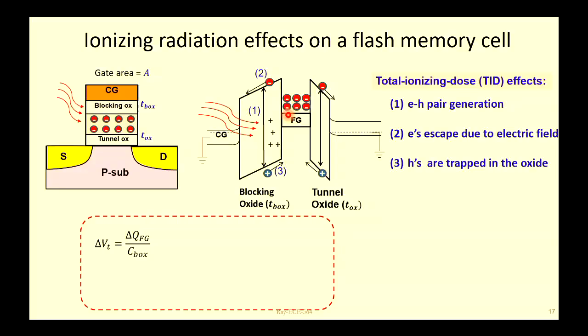Because in an erased cell, the electric field will be opposite, so electrons will now fall in. It is as if radiation is causing programming. So through radiation, you will program the cell. Here, through radiation, you're erasing the cell.